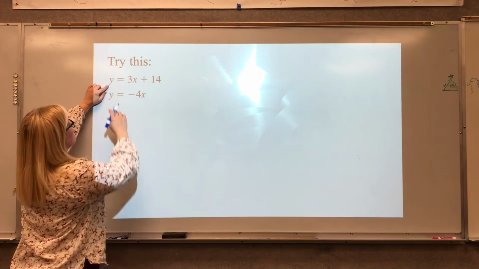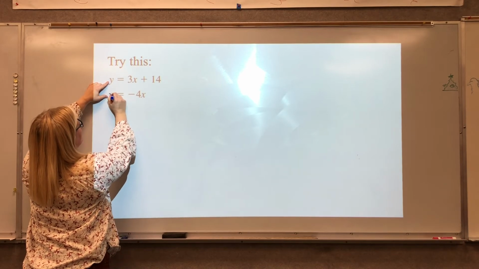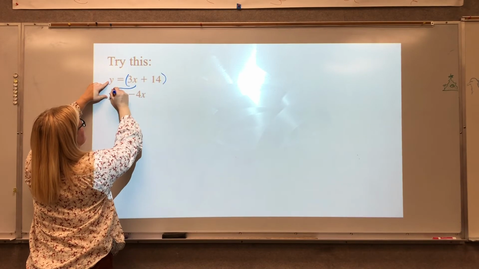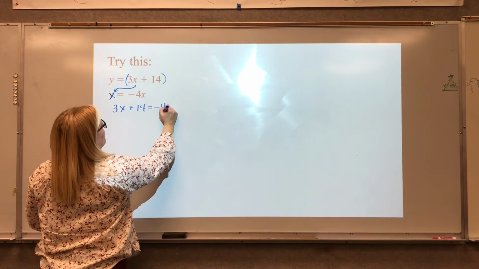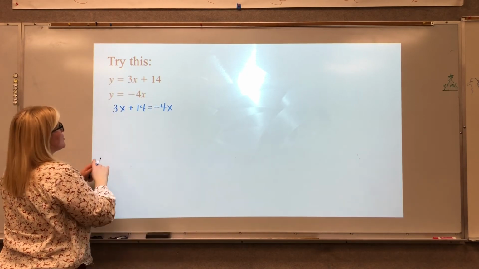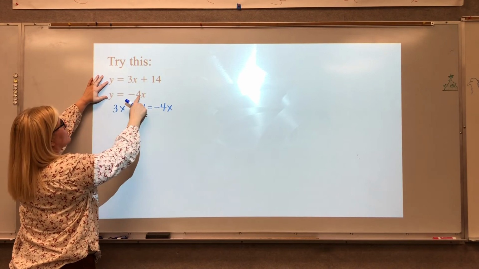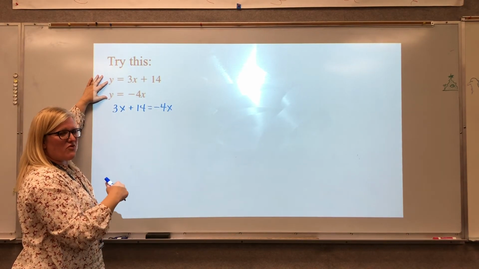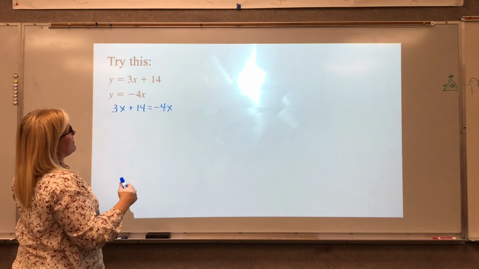All right, so y is by itself and y is down here. If I take out this y and I put this in for it, then I'm going to have 3x plus 14 equals negative 4x. Okay, let me show you that again. And actually, if you think about it, if y equals this and y also equals this, then aren't they equal to each other? We kind of had some examples like this before when we were doing function notation. So these two are set equal to each other.